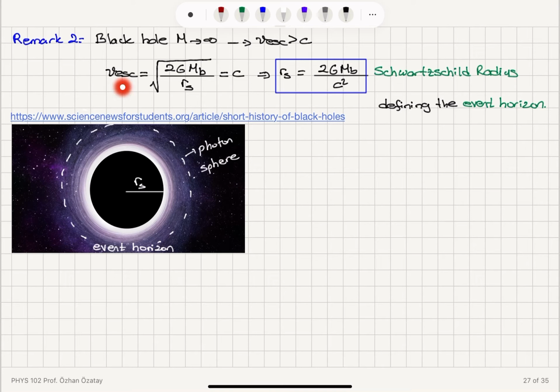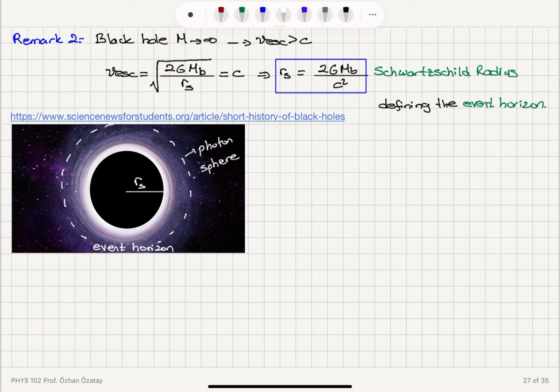So if we set this escape speed equal to the speed of light, we find a radius, given a large but not infinite mass of the black hole here. We find a radius that is 2GM, where M is the mass of the black hole, divided by c squared. That's called the Schwarzschild radius, and this defines the event horizon.